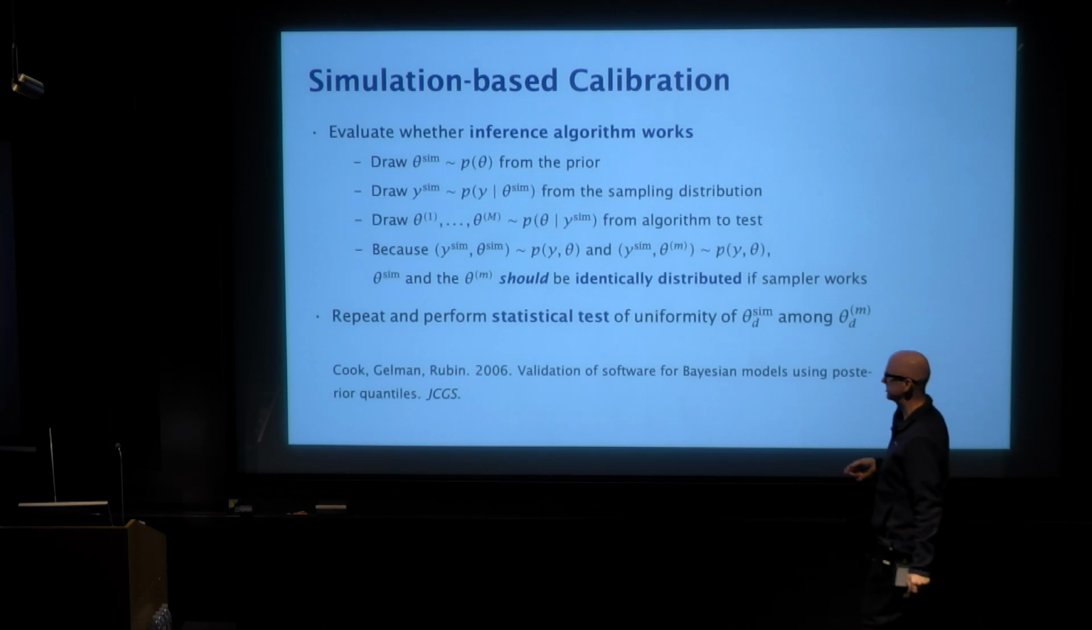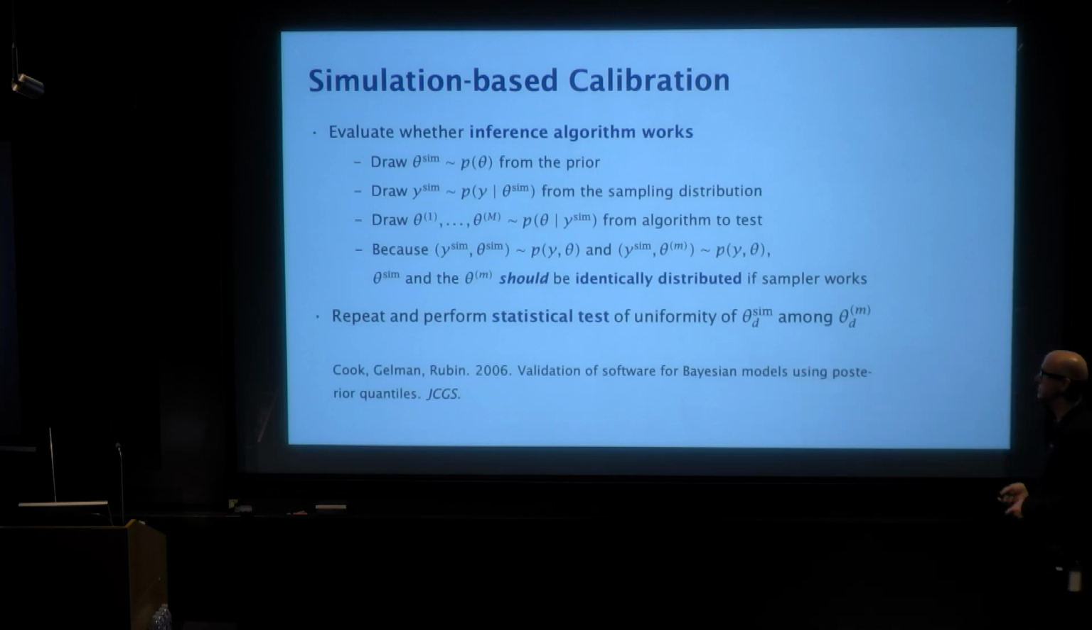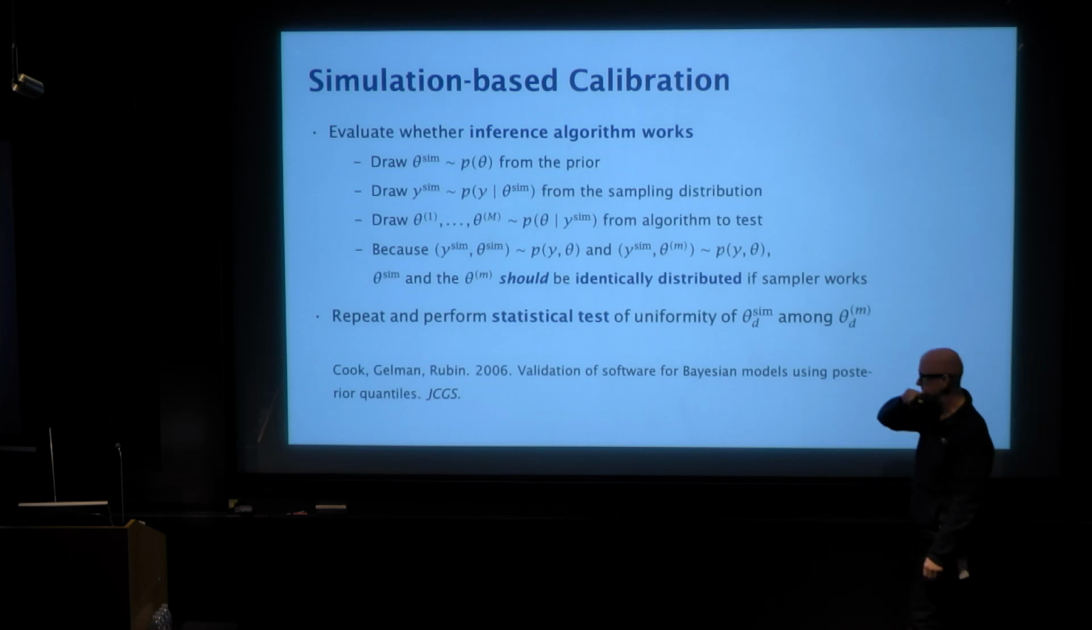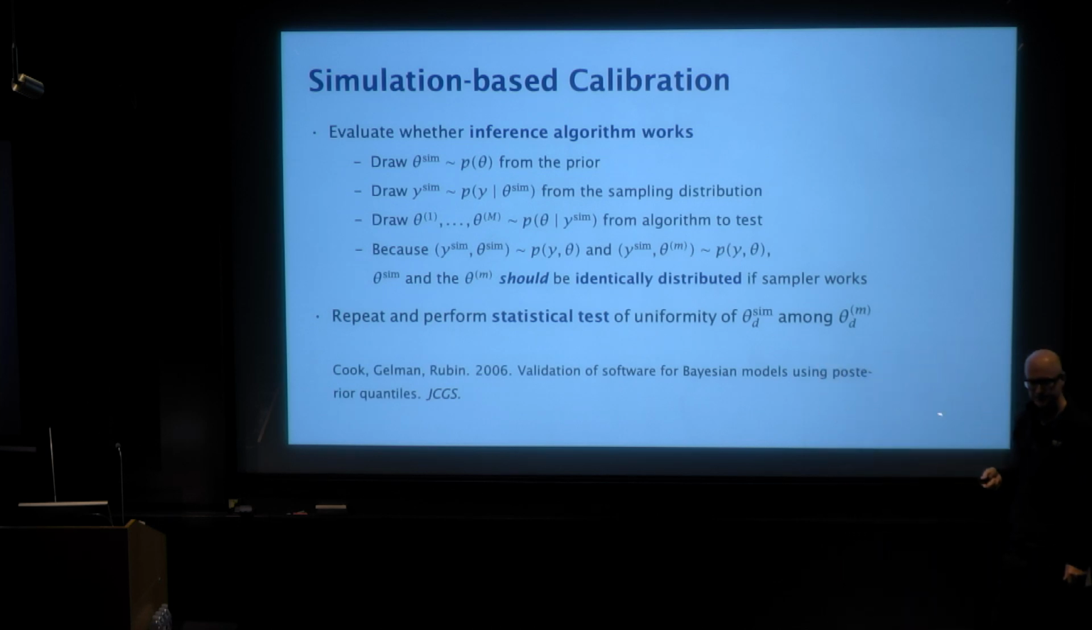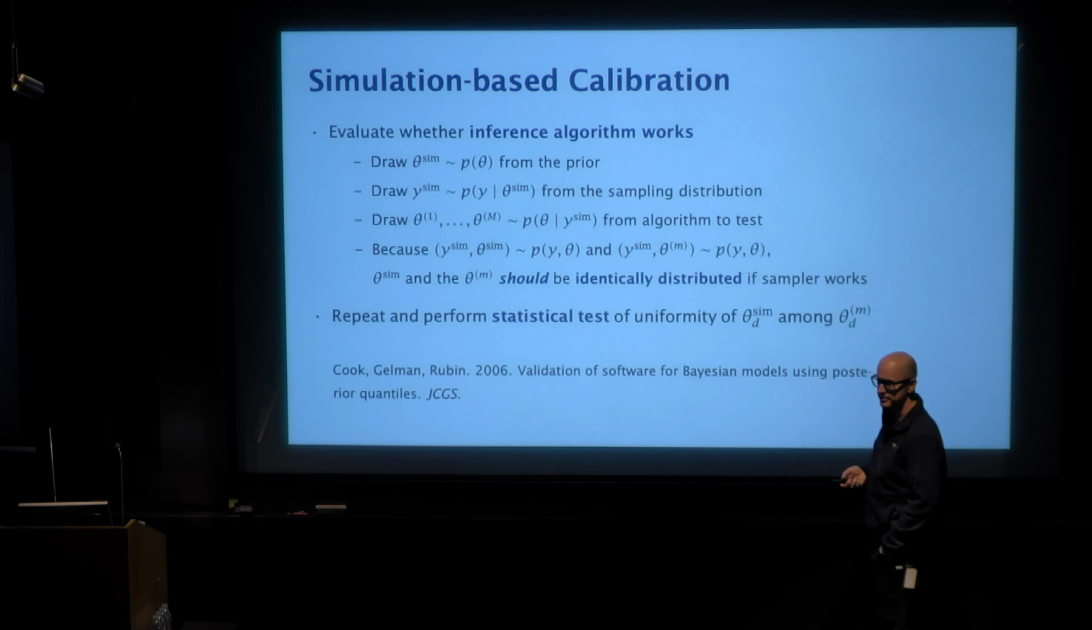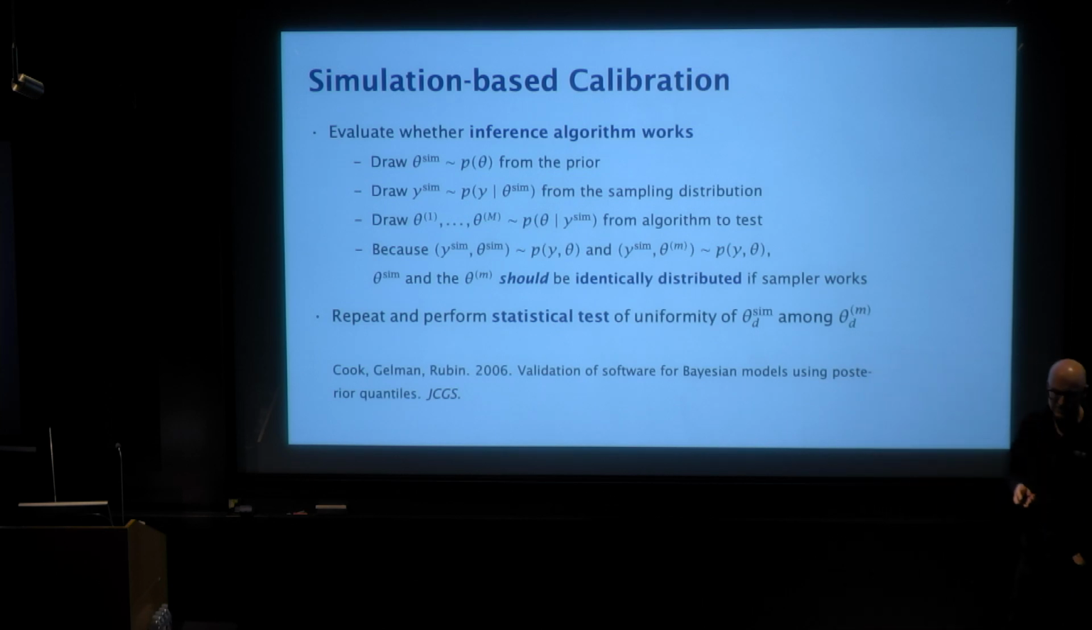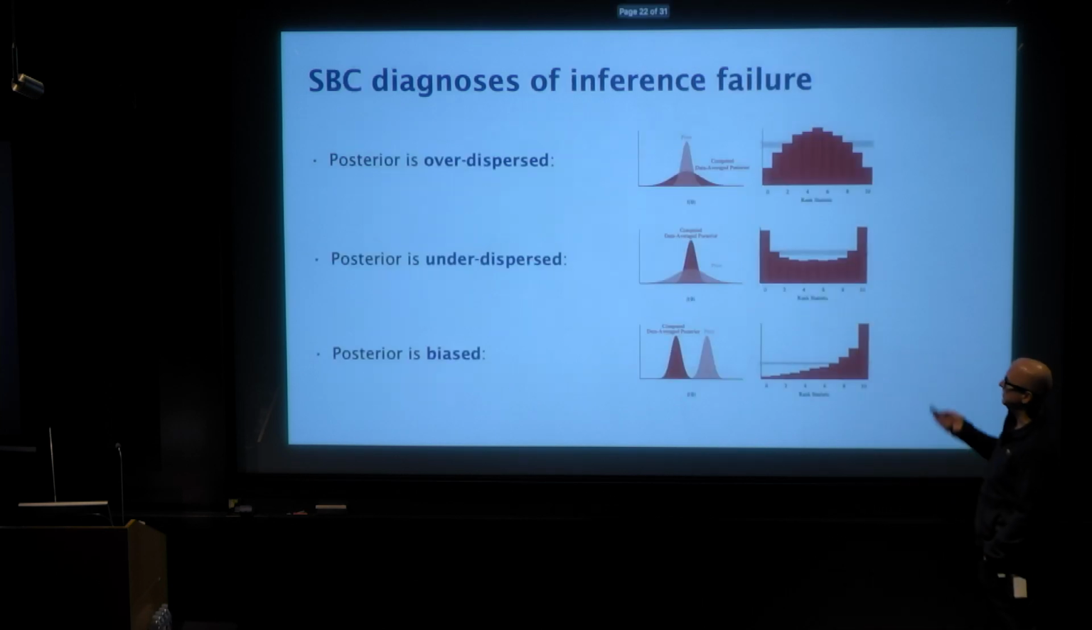So we repeat the procedure a bunch of times and perform a statistical test of uniformity. There are lots of ways to do this. In the original Samantha Cook paper, she did this by inverse CDF transforming to a normal and then doing a test of normality. You can knock yourself out in terms of how you do this. Some of the later papers have suggested you just eyeball some scatter plots like this. So this is what's going to happen.